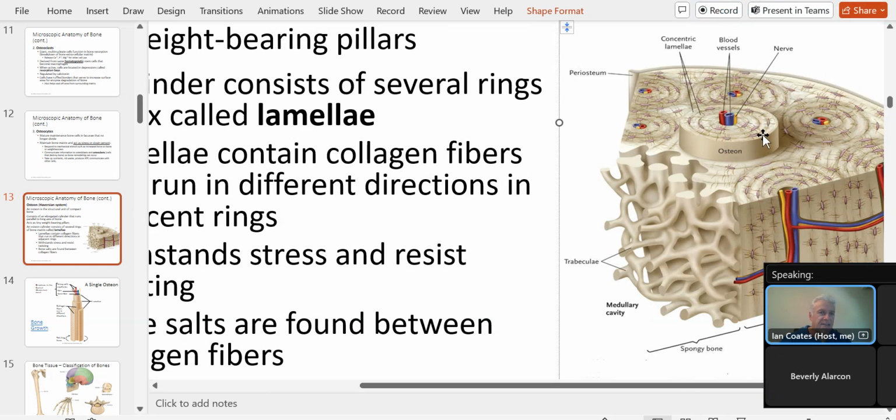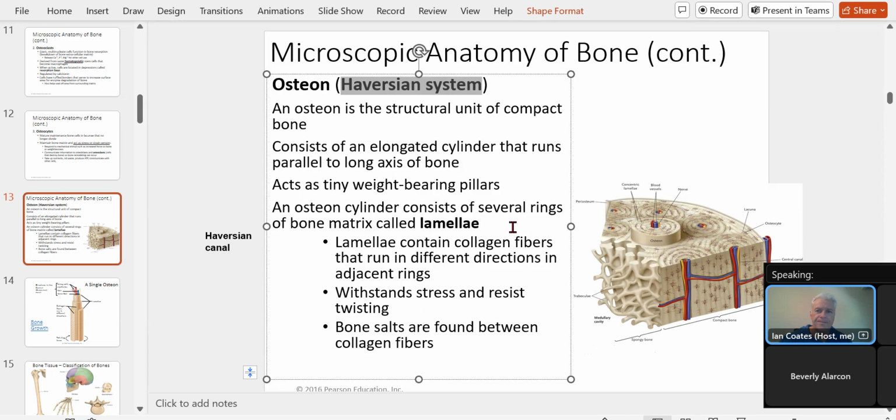The whole idea there is that the blood vessels and the nerve are laid down. You'll have lymph in there as well. And then the bone grows around it. You can see it right here, right? And these are these osteons, Haversian canals, okay? Only found in the compact bone.